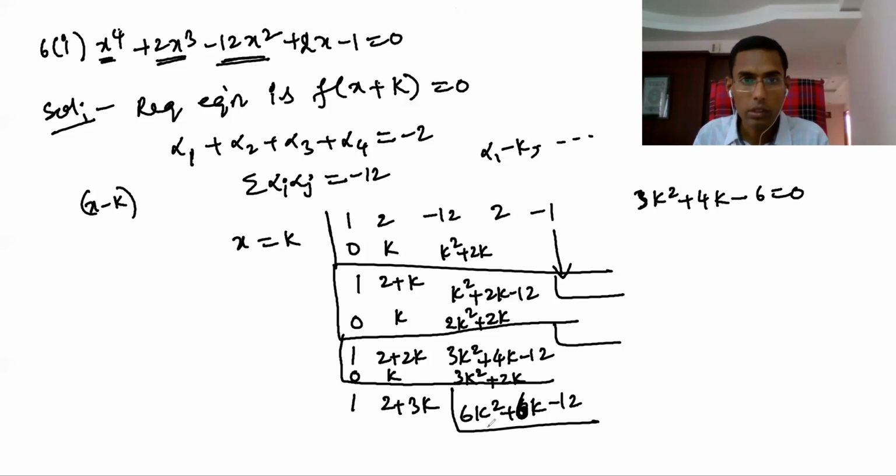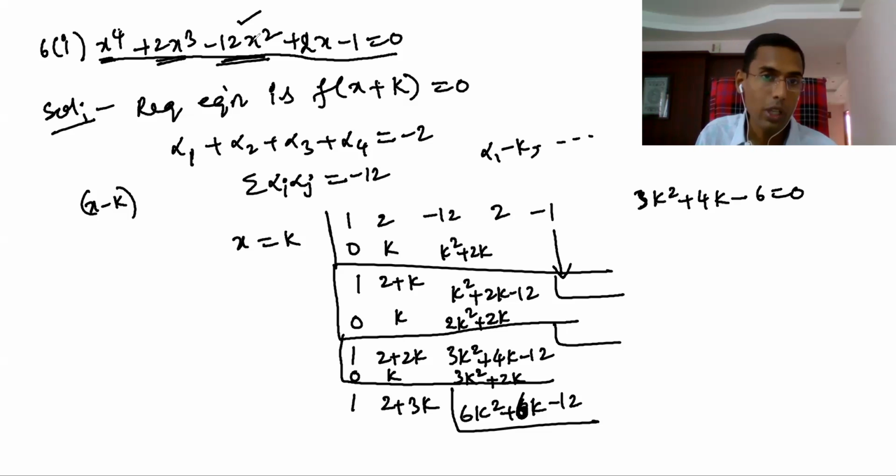Okay, again I'm telling, this is the question: x power 4 plus 2x cube minus 12x square plus 2x minus 1 equal to 0. Now the question is, here we have to eliminate the third highest power. If at all you have to eliminate the third highest power, then how do you have to transform the equation, or how do you have to transform the roots? I am taking the roots to be translated by minus k. Then f of x plus k equal to 0.